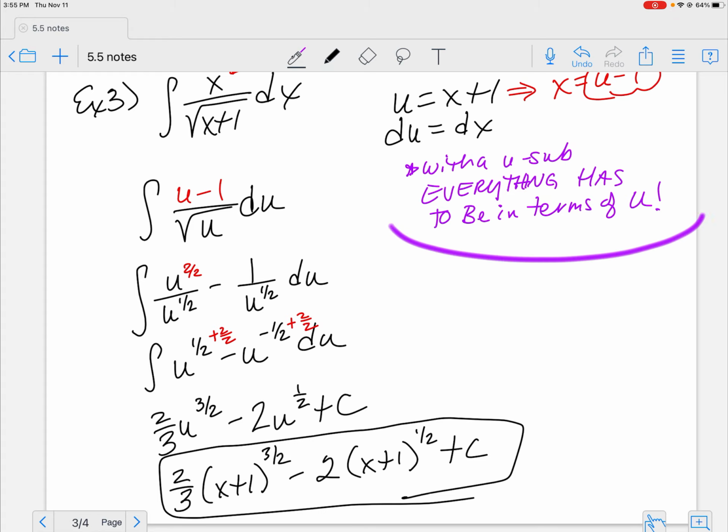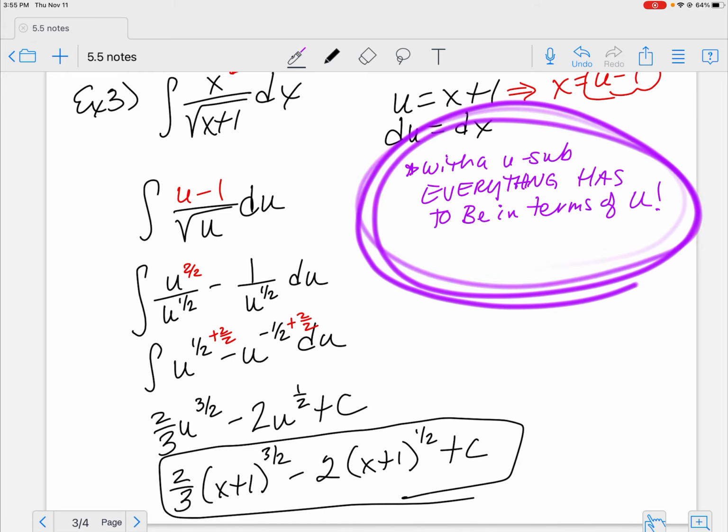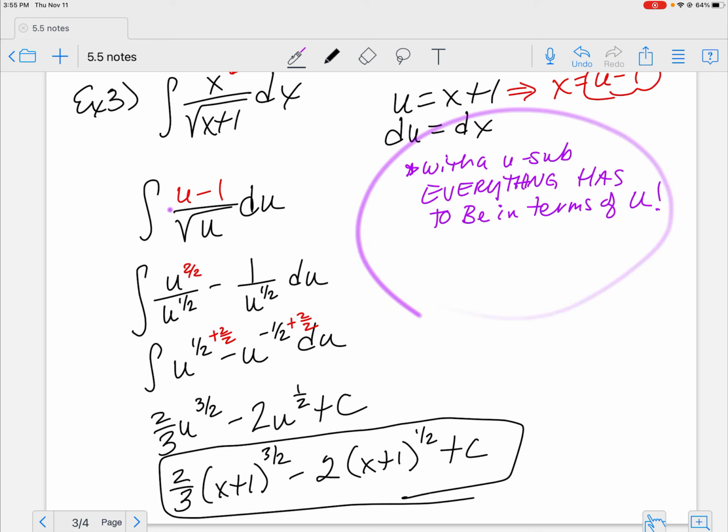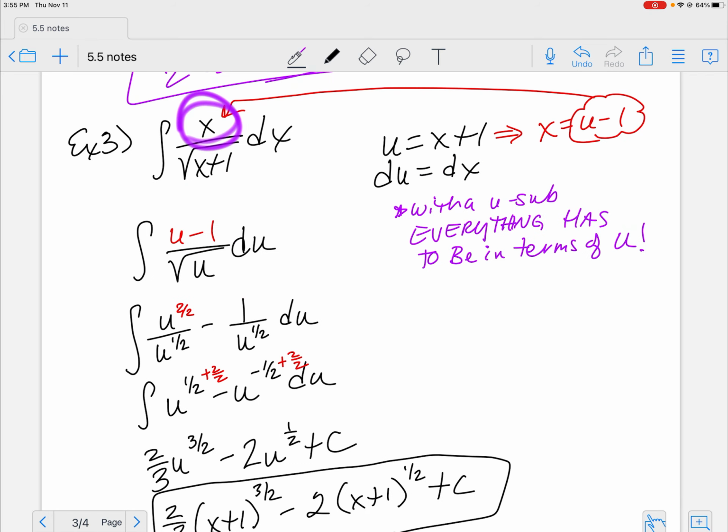The big takeaway from this problem is that anytime you use sub, if you change the variable, everything has to be the new variable. You cannot leave a whole standout x in there. That doesn't make sense. Your differential is in terms of u, so every single term has to be u. All right?